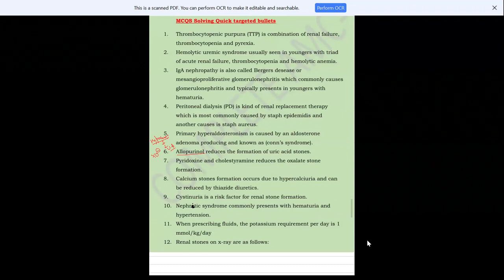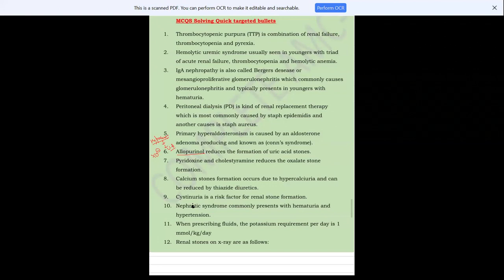So next, allopurinol reduces formation of uric acid stones because it prevents the formation of uric acid from hypoxanthine by inhibiting xanthine oxidase. It's a uric acid treatment drug. So simple. And pyridoxine and cholestyramine reduce oxalate stone formation because in pyridoxine deficiency, the oxalate absorption is more from the gut, and cholestyramine just makes a compound with the oxalate that won't allow it to be absorbed. So just simply learn these things.